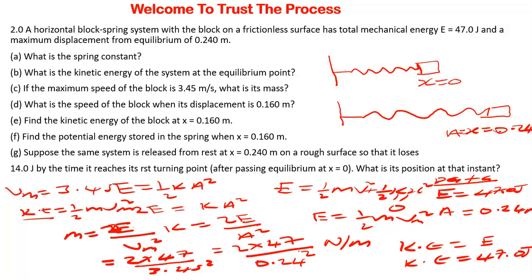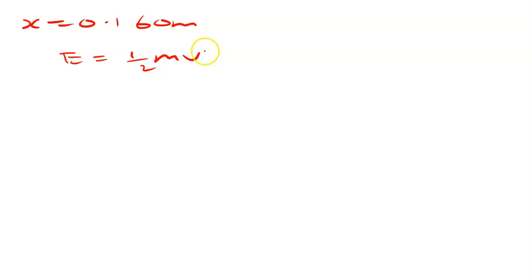Part D is saying what is the speed of the block when its displacement is 0.160? So now the value of x is 0.160. That's what they are saying, and we can use the first equation, which is E is equal to 1 over 2 mv squared plus 1 over 2 kx squared.